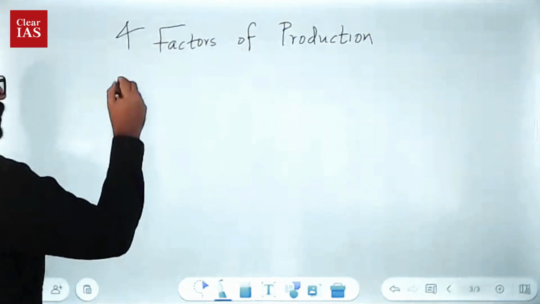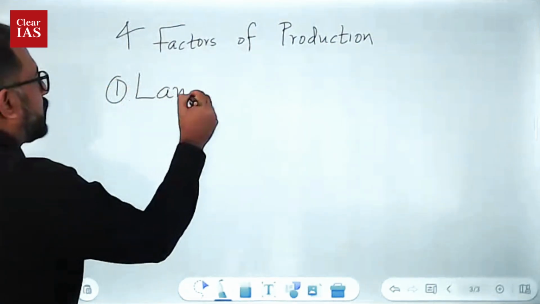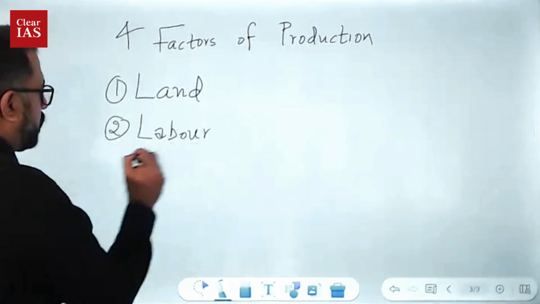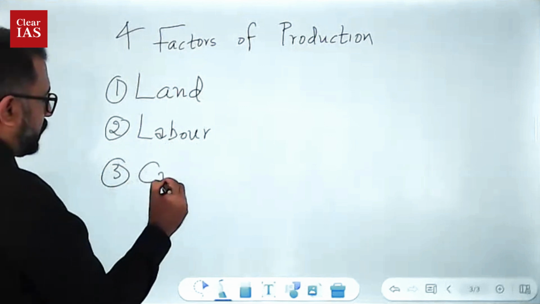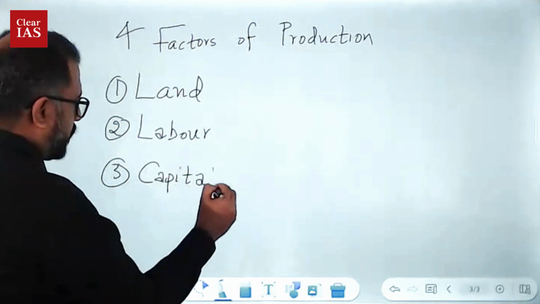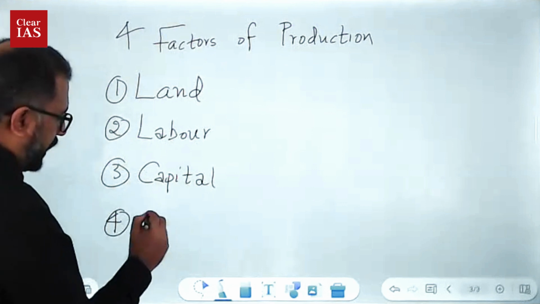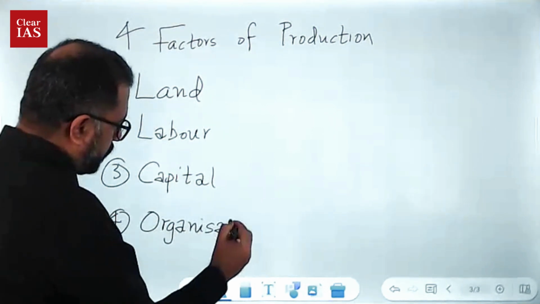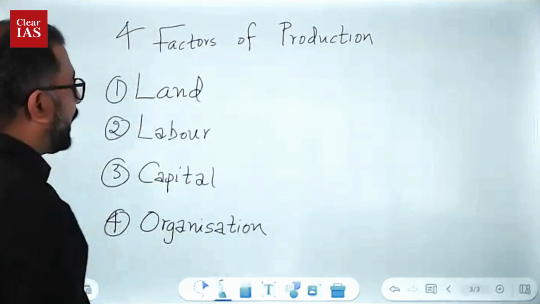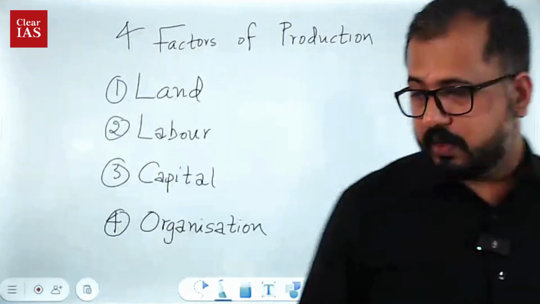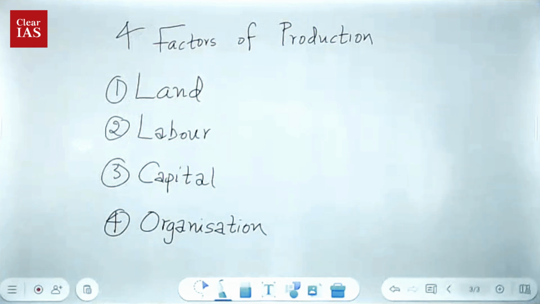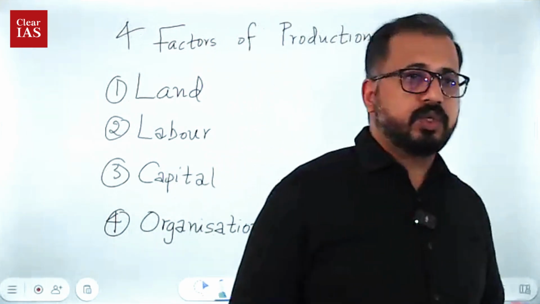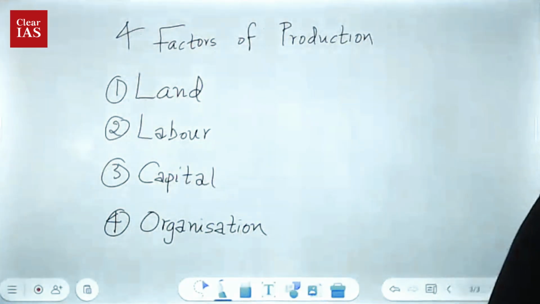Yeah, you are right. Land, labor, capital, organization. Okay, you're right. So all these factors should combine together to have some production to be achieved.